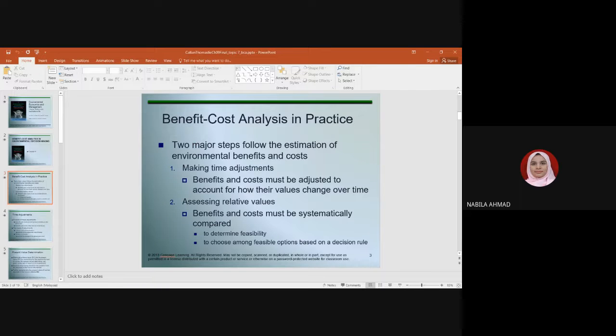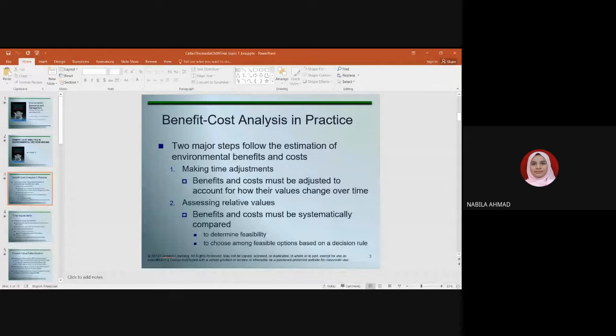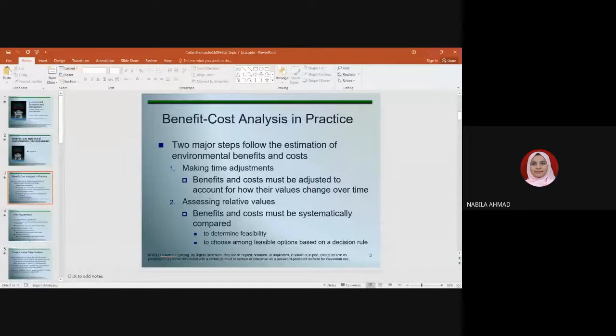Alright. So basically untuk time adjustment untuk environmental cost and benefit ini ada two major steps. Okay, so the first one is kita making time adjustment. Benefit and cost must be adjusted to account for how their value change over time. And assessing relative value. Benefit and cost must be systematically compared. Perlu compare lah antara benefit dan juga cost. Kenapa? Sebab kita nak determine feasibility dan kita nak choose among feasible option based on the decision rule. Makna satu plan yang kita kata feasible dan boleh kita buat decision based on that, right? Jadi so kita perlu lihat apa dia.